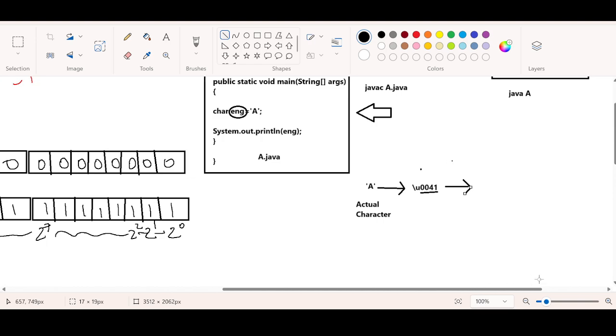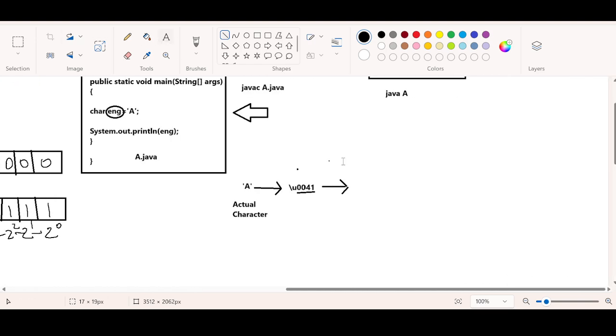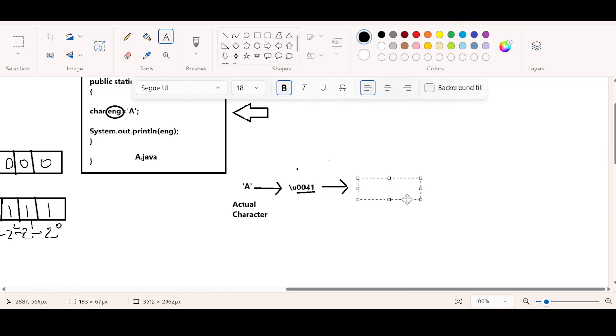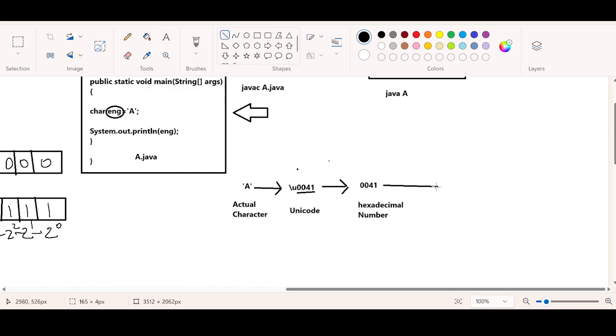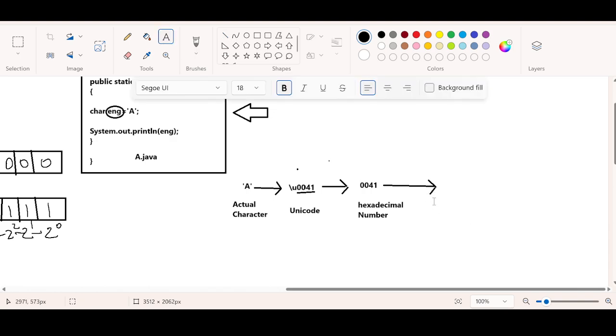Understand the flow here. What is the hexadecimal number that you have? 0041. 0041 is the hexadecimal number. This is the Unicode, and there you have the hexadecimal number. Then this hexadecimal number will be converted to the equivalent decimal number.